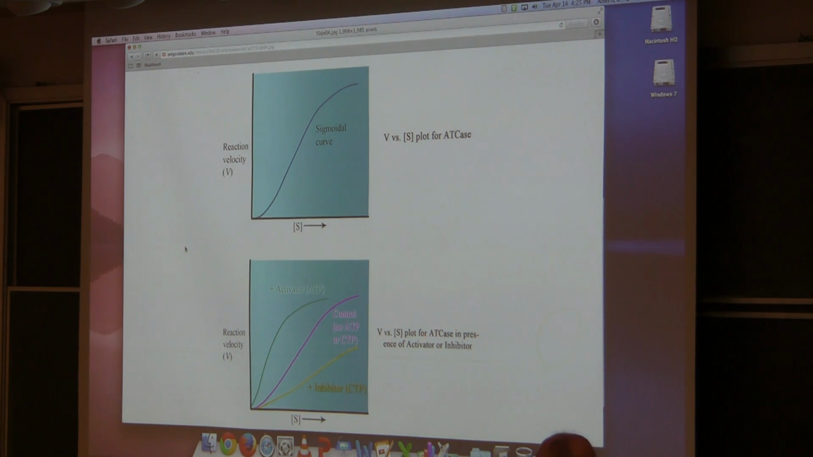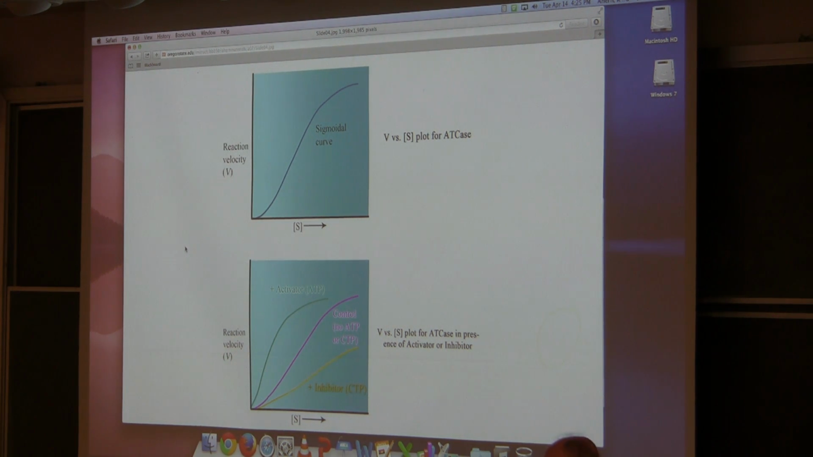Now, when I talk about turning an enzyme on and turning an enzyme off, we have another parallel that we had with hemoglobin. With hemoglobin, we talked about two different states. What were the two states of hemoglobin in terms of structure? R and T. We see the same thing with enzymes. Enzymes that are more active are in the R state, and enzymes that are less active are in the T state.